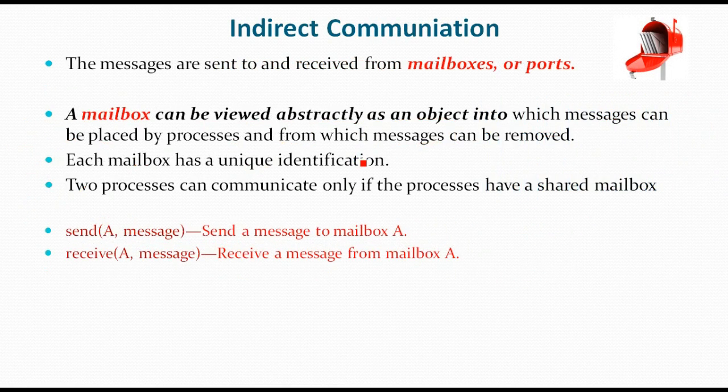Now, indirect communication is the second type of communication that we have. We have just discussed direct communication, where we established a link between P and Q. Whereas in indirect communication, the messages are sent to and received from mailboxes or ports. The port is acting like an intermediary between the sending process and the receiving process. Now let us understand these points in more detail.